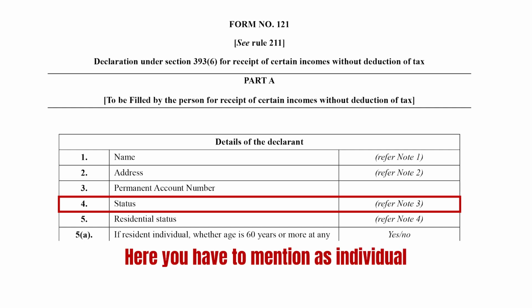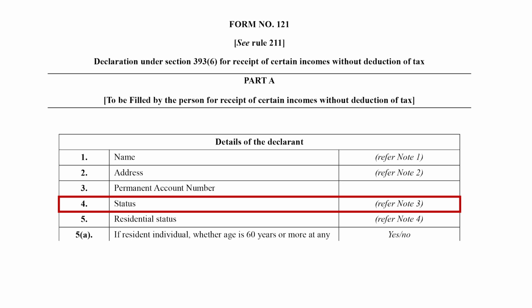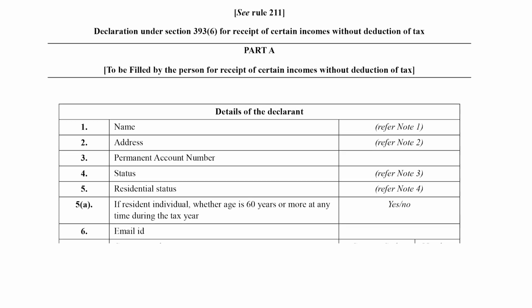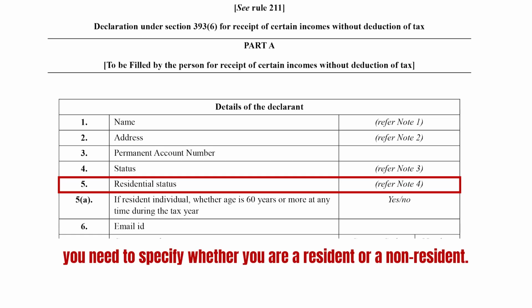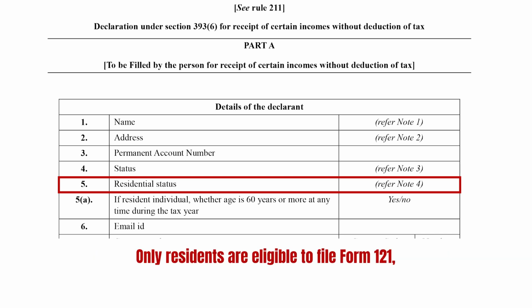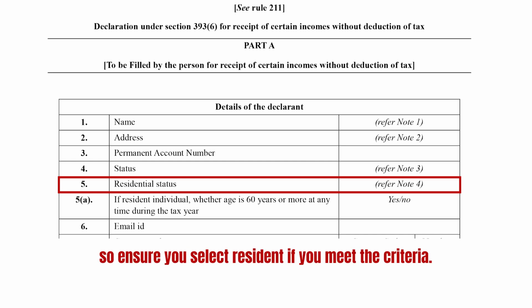The fourth one, status. Here you have to mention individual, unless you are a Hindu undivided family, in which case you can mention HUF. Otherwise, most of you have to mention status as individual. The fifth one is residential status. Here you must mention whether you are a resident or a non-resident, but only residents are eligible for Form 121. So you must mention that you are a resident if you are a resident.